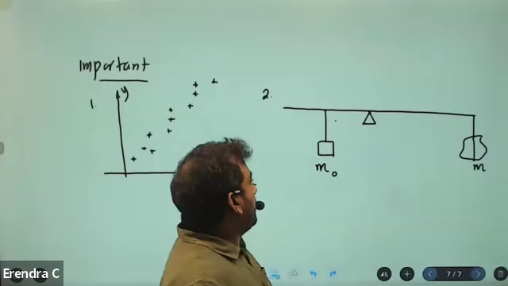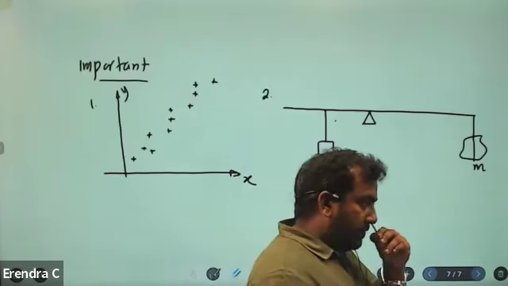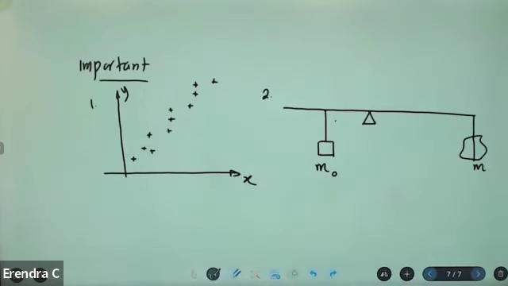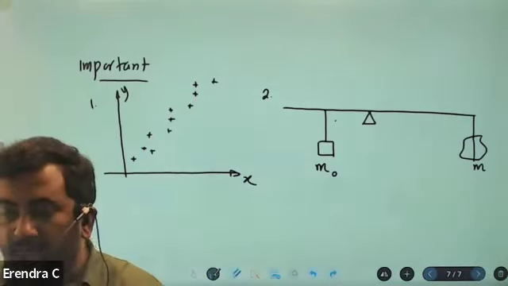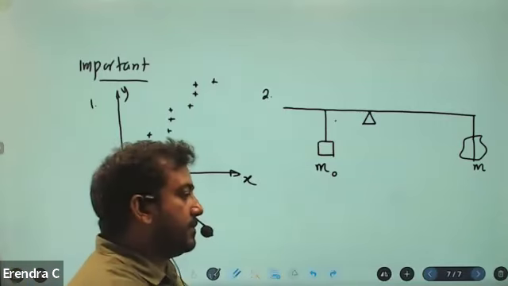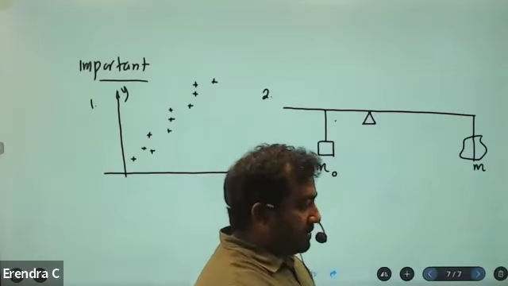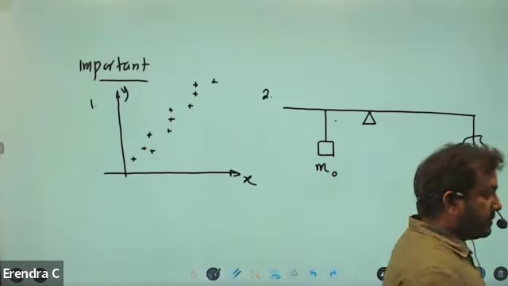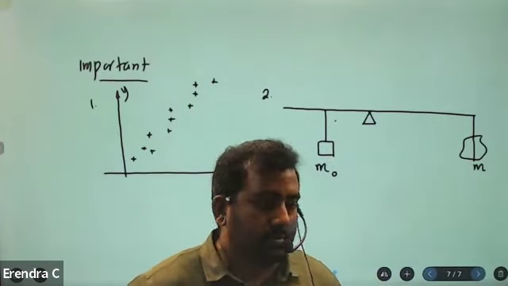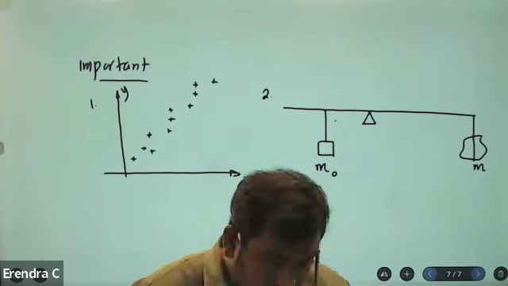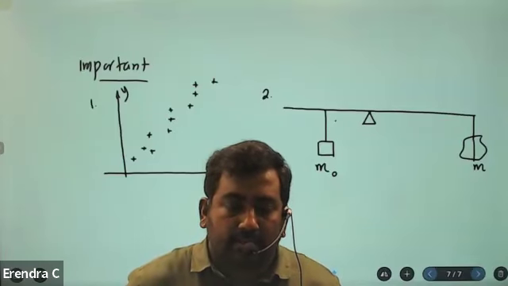That's right. If the known weight is very close to the knife edge, that means we must reduce the known weight. Otherwise, we cannot take accurate measurements.